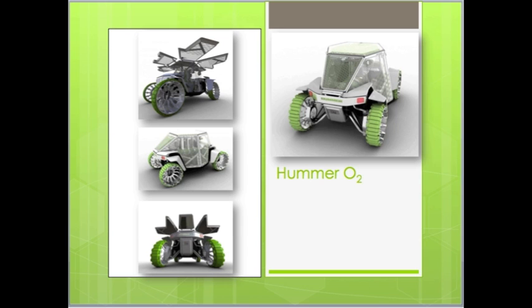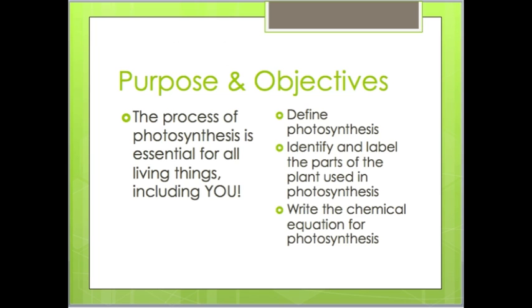Let's move on to today's lesson. The purpose of today's lesson is to teach you the process of photosynthesis and how it is essential for all living things, including you. The objectives are to define photosynthesis as well as identify and label parts of the plant used in photosynthesis. Okay, I know I keep throwing around the word photosynthesis, but what does it really mean?